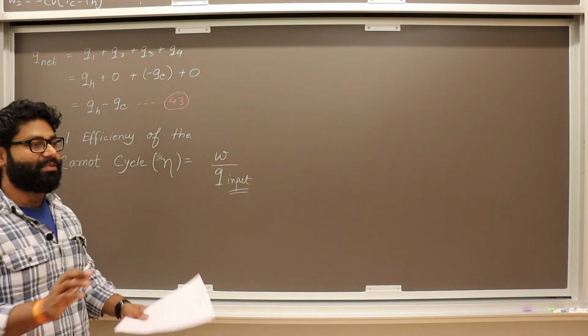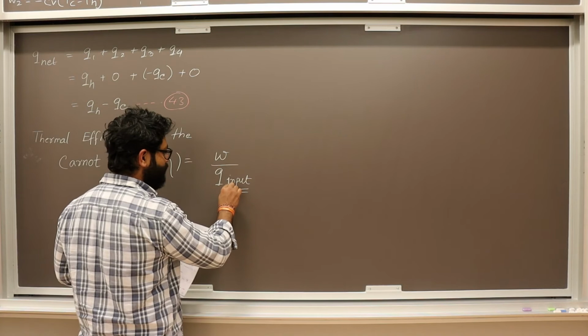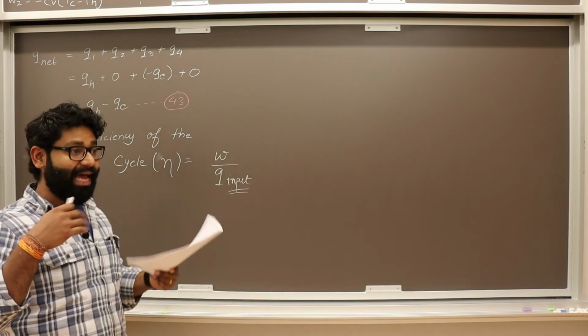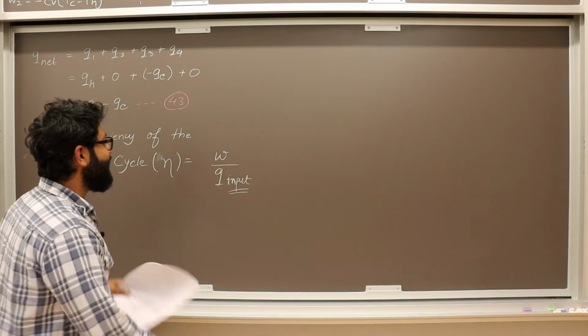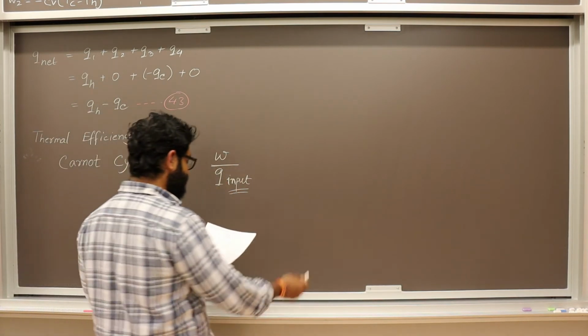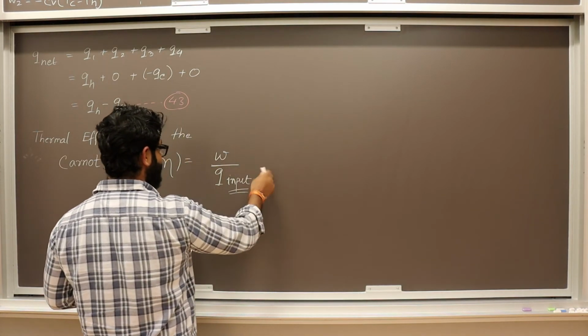You do not want to know how much was the net heat. You don't want that. You want to know how much heat you put in, the QH, that was the heat pushed in, and in response to that, what was the amount of work done, okay? Now this is heat input and this is work obtained.